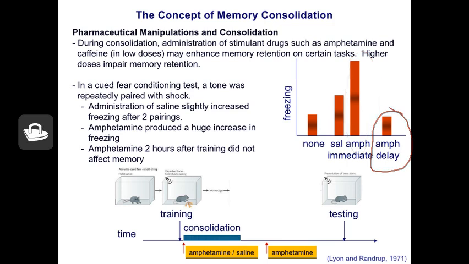However, the surprising outcome was that the rats injected with saline at the beginning of the consolidation period also showed enhanced freezing. And maybe not quite as much as the amphetamine-injected rats, but certainly more than the controls that were subjected to the cued fear conditioning but had no other treatment. So, was this saline effect a placebo effect?